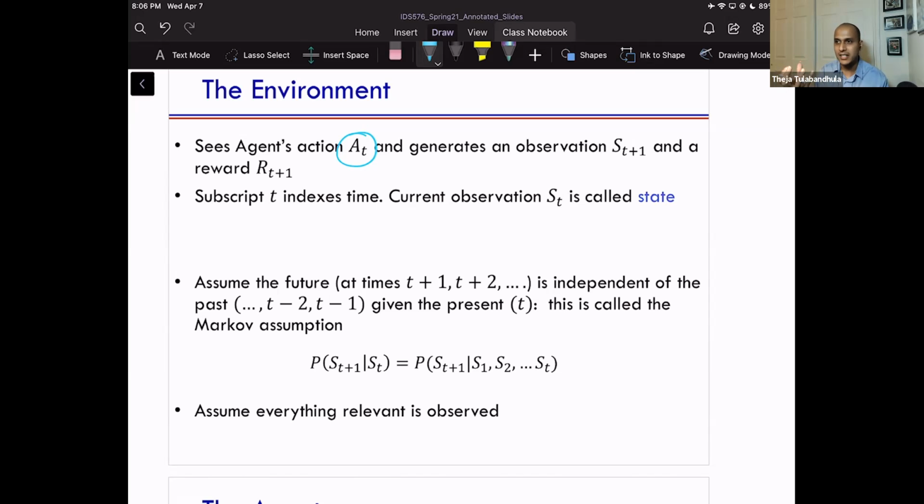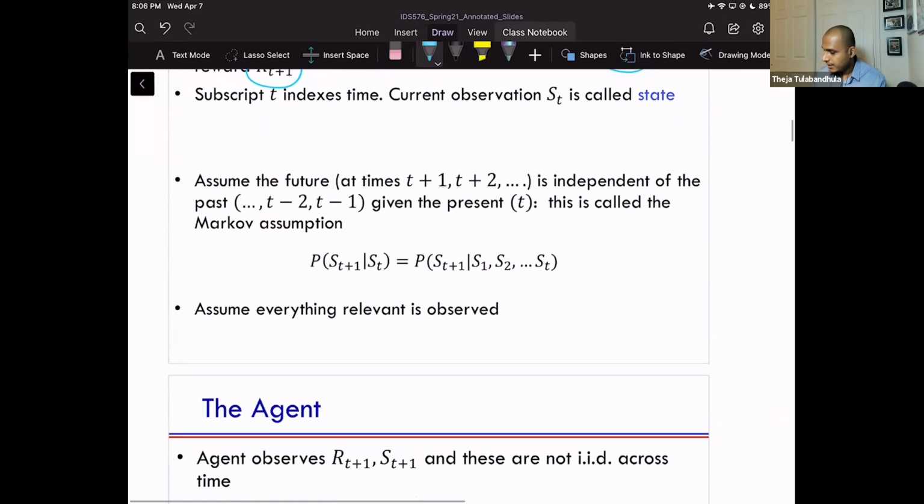Just think of the environment as an object which sees input A_t and produces an observation S_{t+1}, or state S_{t+1}, or a feature vector S_{t+1}, or a context S_{t+1}. All these mean the same thing. It produces an observation S_{t+1}, and also produces an immediate reward R_{t+1}. So S_{t+1} and R_{t+1}. At time t, the agent took an action A_t, and saw a new state S_{t+1}, and got a reward R_{t+1}. And that's about it.